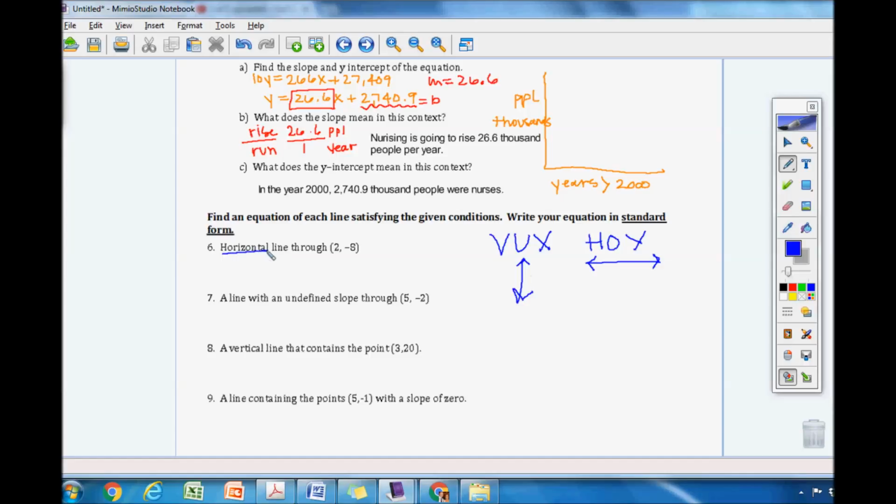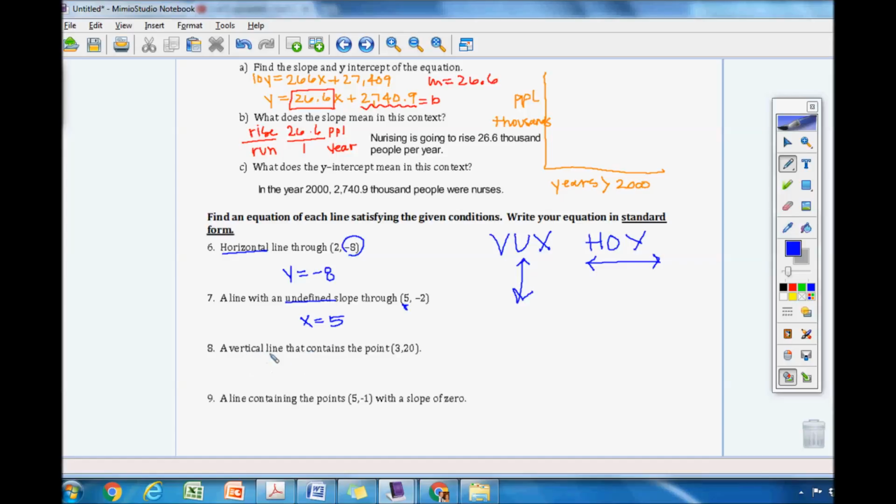So I have a horizontal line. I have to go through this point, which means I'm going to go through this y value. So my equation is y equals -8. All right, a line with an undefined slope is going to tell me it's vertical. So I'm going to be going through my x value. So this would be x equals 5.